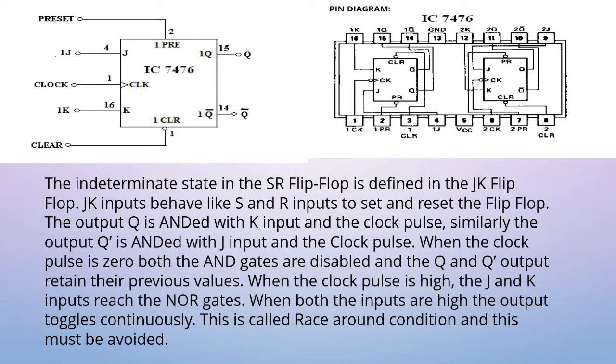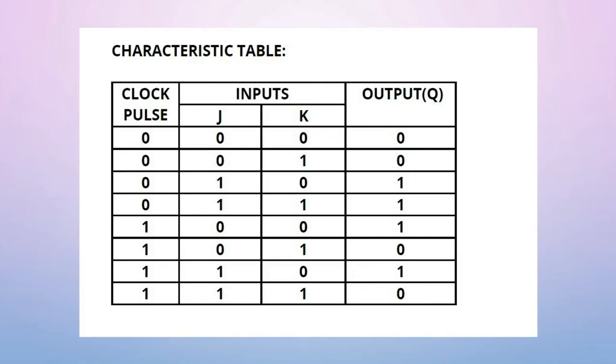When the clock pulse is high, J and K inputs reach the NOR gate, and when both inputs are high, output toggles continuously. This is called race around condition. This must be avoided. So the characteristic table of JK flip-flop will be looking like this, and output and inputs and clock pulse are displayed here.